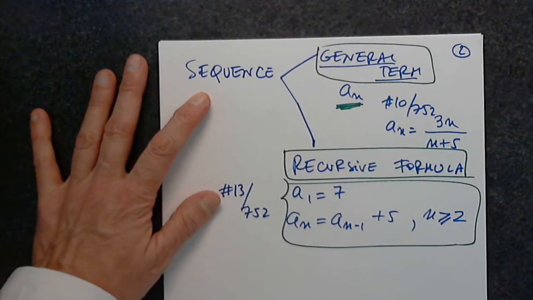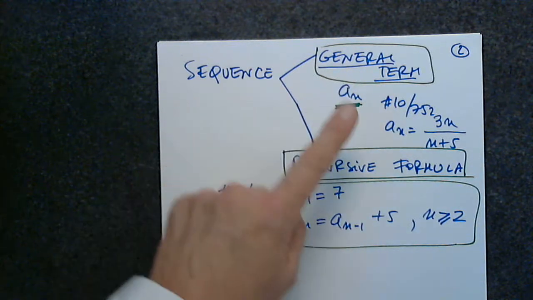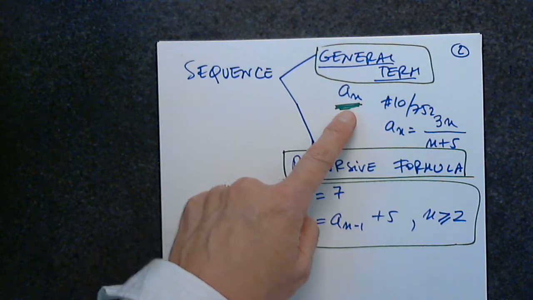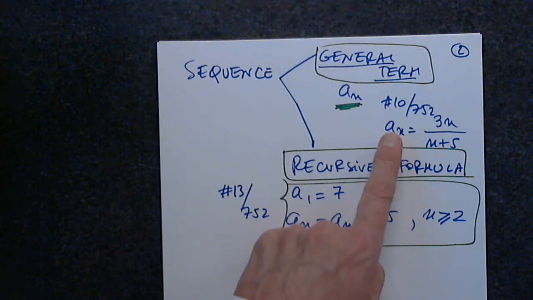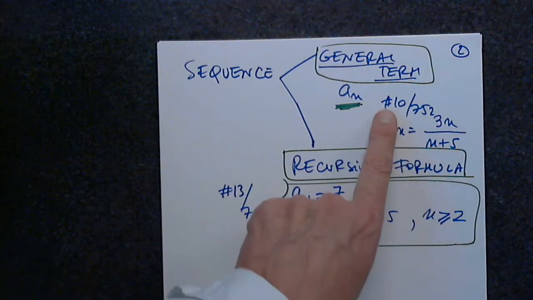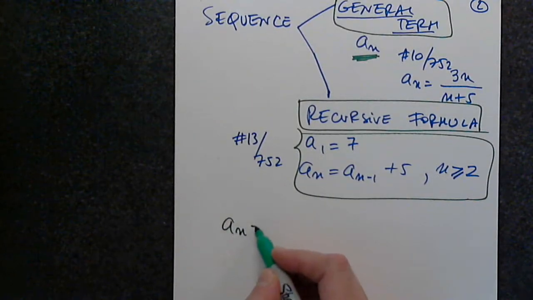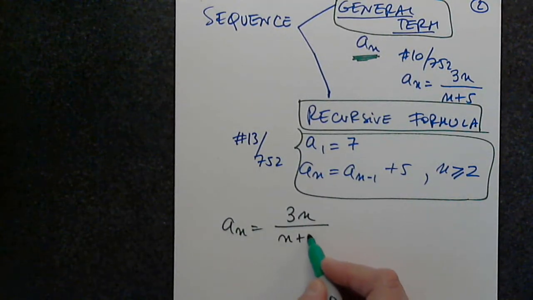So a sequence can be given to us by simply specifying the general term. And we are given an, that's the general term, and this is given to us. An equals 3 times n over n plus 5. So in problem 10, let's see what they want. Write the first 4 terms of each sequence whose general term is given. So we're given, one more time, 3n over n plus 5, and they want us to find the first 4 terms.